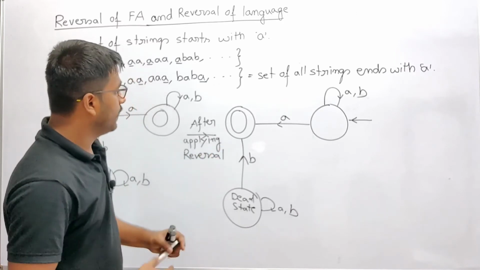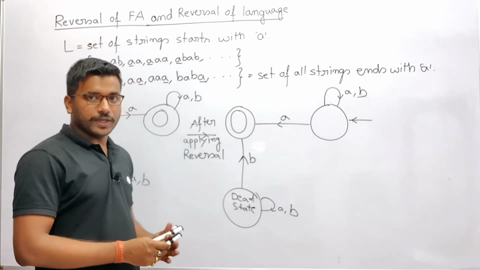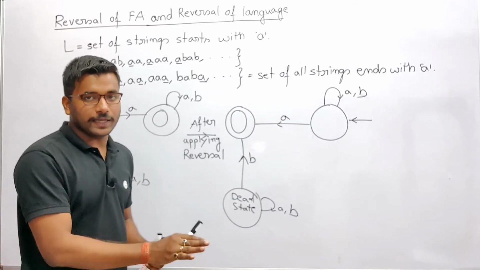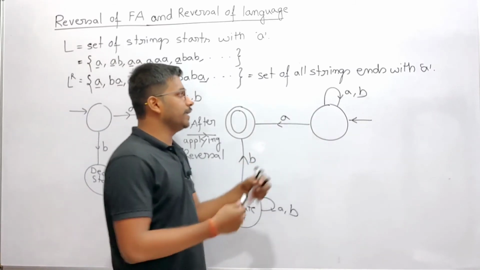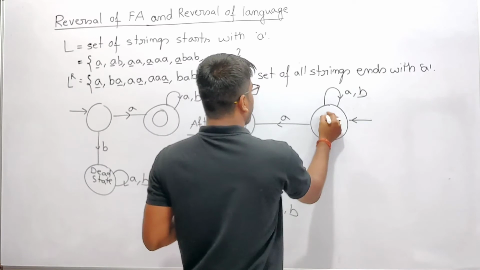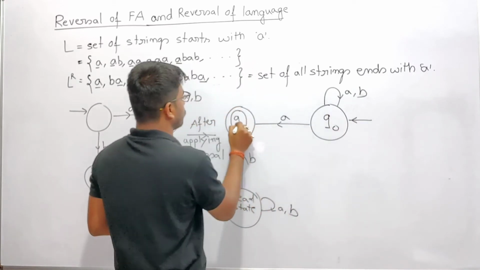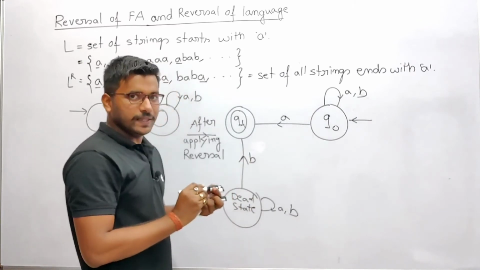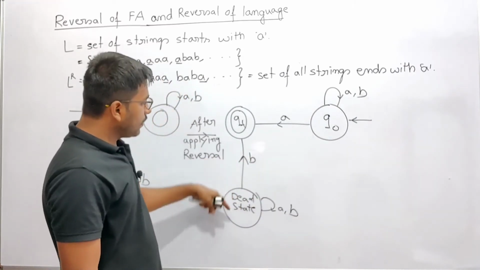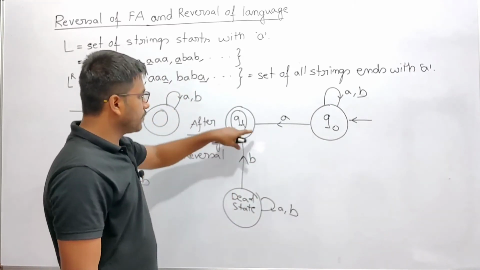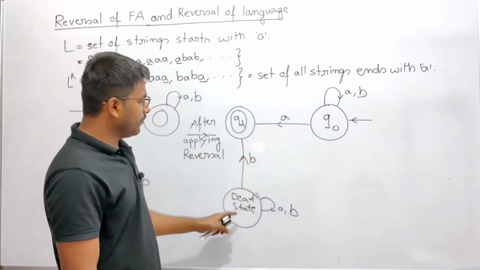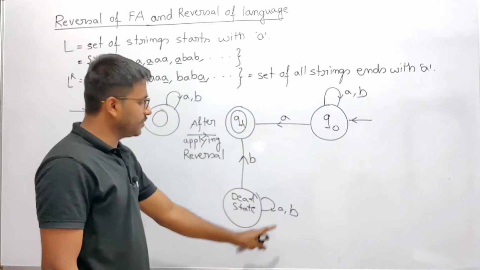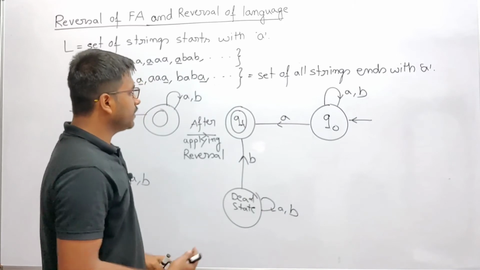Now see, as I have told you, when you reverse an FA, it can be either an NFA or a DFA. So this state, by getting A, goes here and here also. So it is an NFA. And this is again an unreachable state, because from the initial state you never reach that state. So this is unreachable.